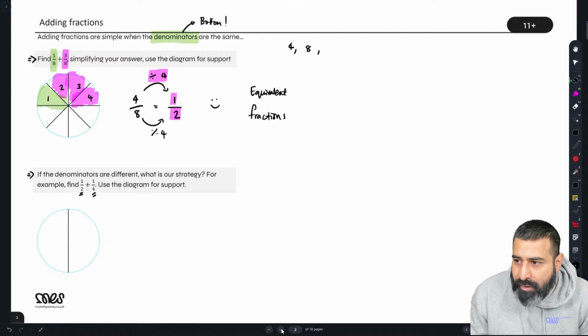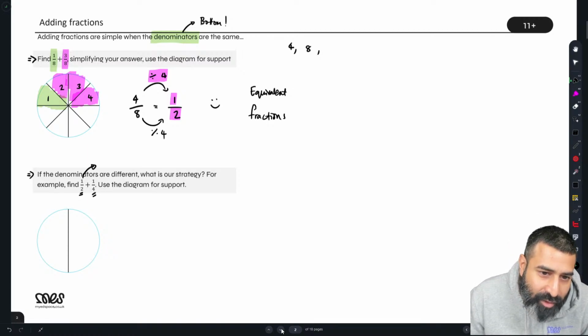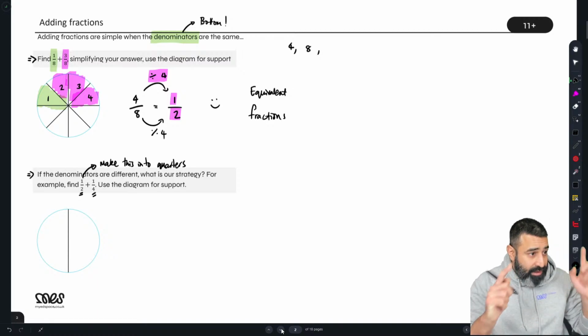No worries, Jane Plays. So look, here is my whole and it's split up into halves. But what could I do to this? So my plan is to try and get this into quarters. Make this into quarters. What could I do to my diagram to help me see this visually?